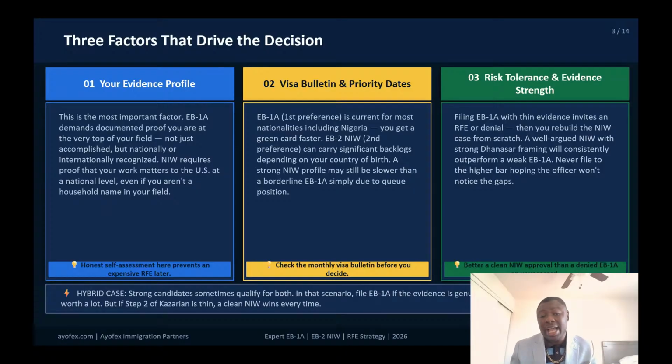You could also use the hybrid strategy. Strong candidates sometimes qualify for EB-1 and EB-2. In that scenario, file EB-1A if the evidence is genuinely there. A current priority date is worth a lot. But if step 2 of Kazarian is thin, a clean NIW wins every time. I've seen clients and I've seen people file for EB-1 and EB-2 at the same time. If you believe that your case is very strong, then you can go for EB-1. But if you are not very sure, you could do both as well, filing for EB-1 and EB-2 at the same time.